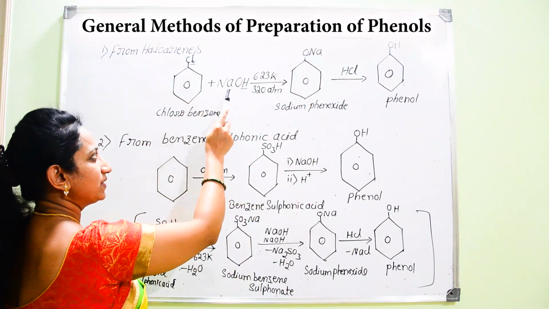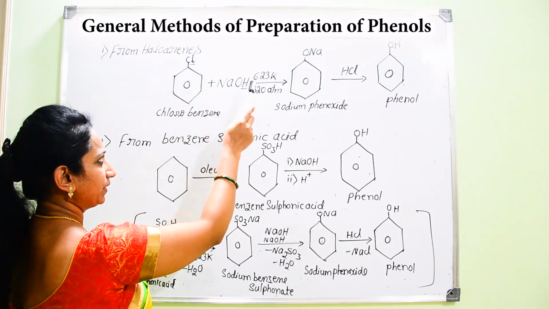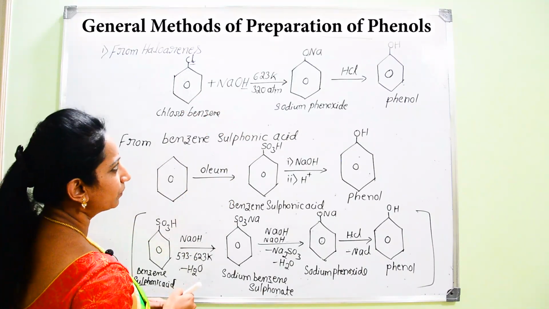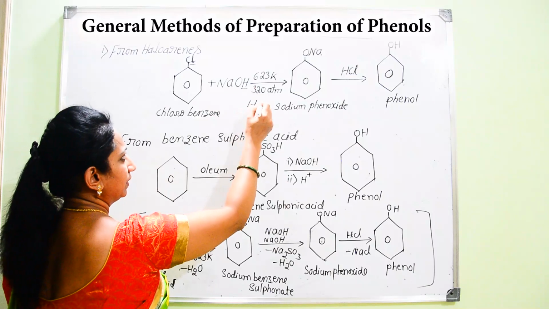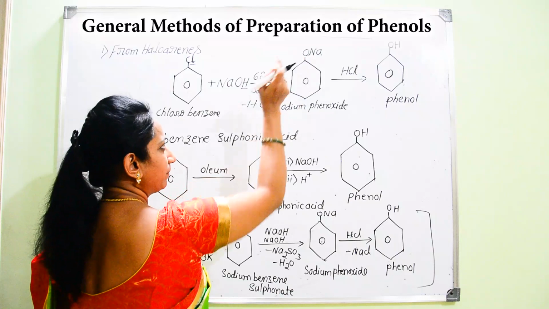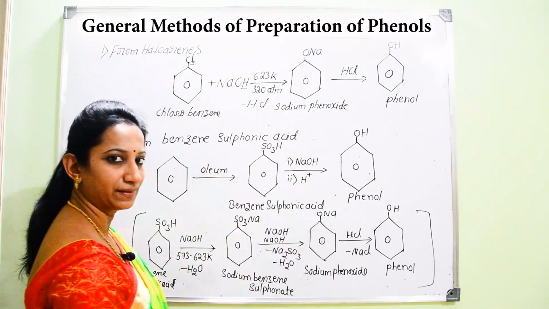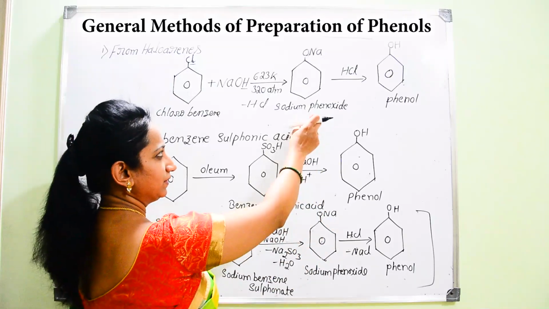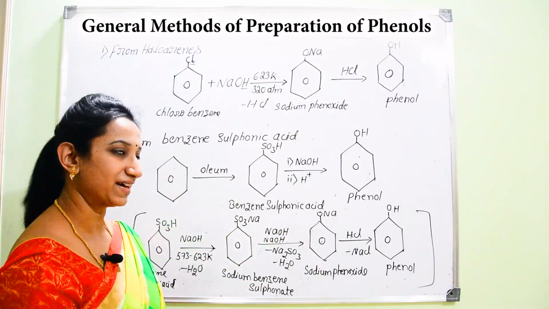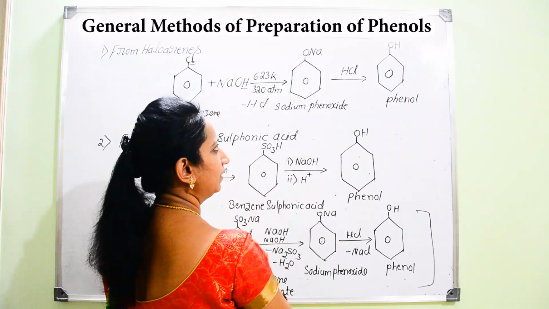Actually, when this chlorobenzene is treated with the strong base NaOH, you can easily find that H can combine with Cl, hence there will be removal of HCl, and the ONa group will directly get attached to the aromatic benzene ring, so that you get the formation of sodium phenoxide. In the very next step, this sodium phenoxide is subjected to acidification with the help of an acid. Which acid are we taking? That is hydrogen chloride, HCl.